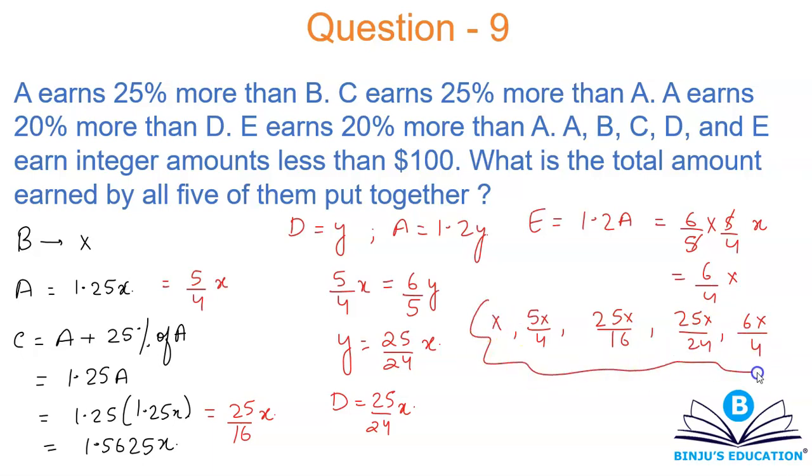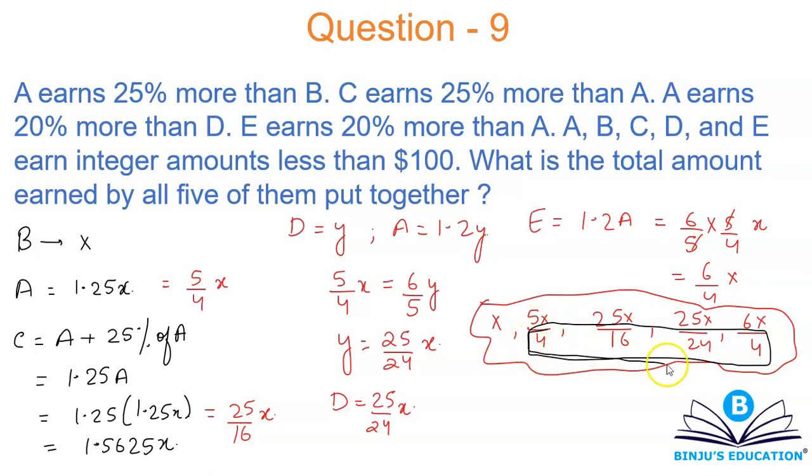Now, if all these 5 numbers are integers, then I need to choose a value of x such that all the 5 expressions come out to be integer. So how will you do that? You need to get rid of the denominator. In order to do that, you'll have to take x to be a value which is LCM of the 4 denominators, which will be 48.